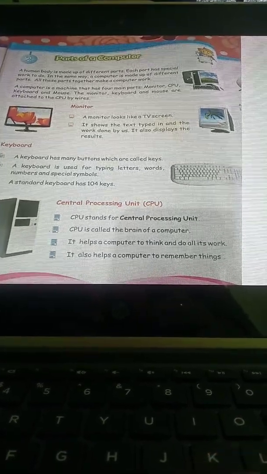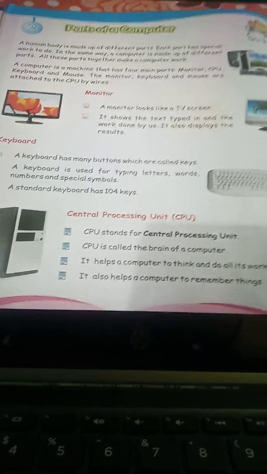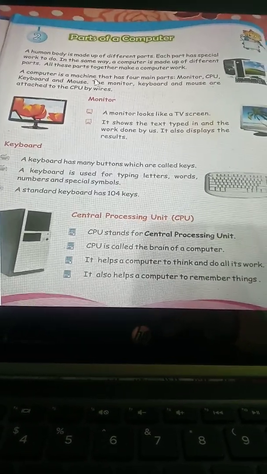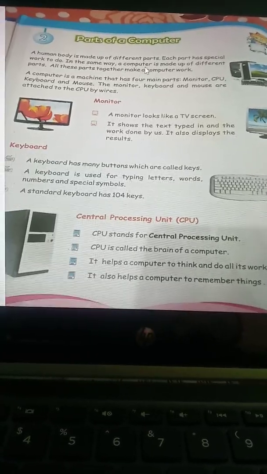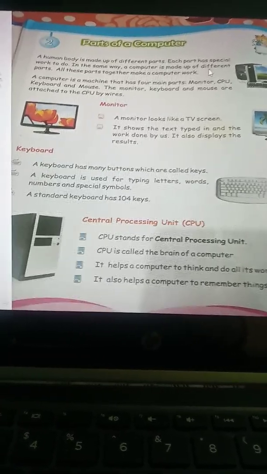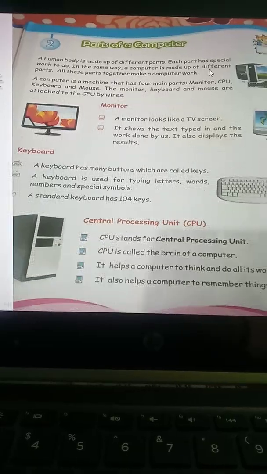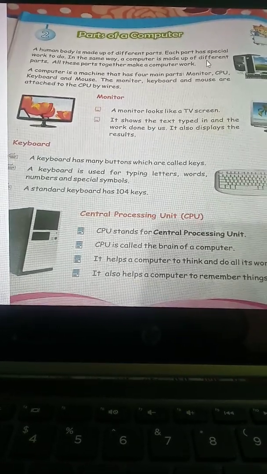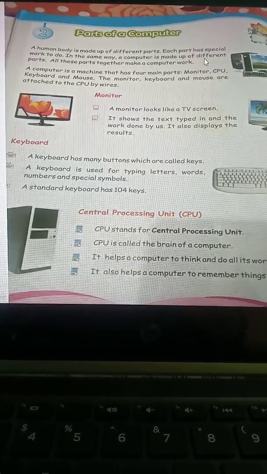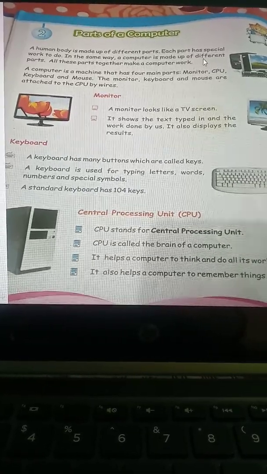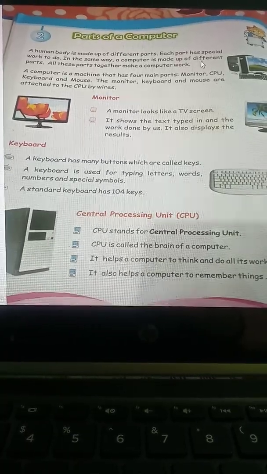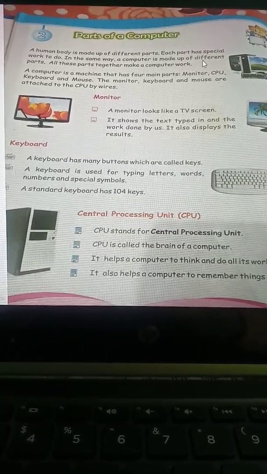So, now I am going to read the chapter. A human body is made up of different parts. Each part has special work to do. In the same way, a computer is made up of different parts. All these parts together make a computer work. A computer is a machine that has four main parts: monitor, CPU, keyboard, and mouse. The monitor, keyboard, and mouse are attached to the CPU by wires.